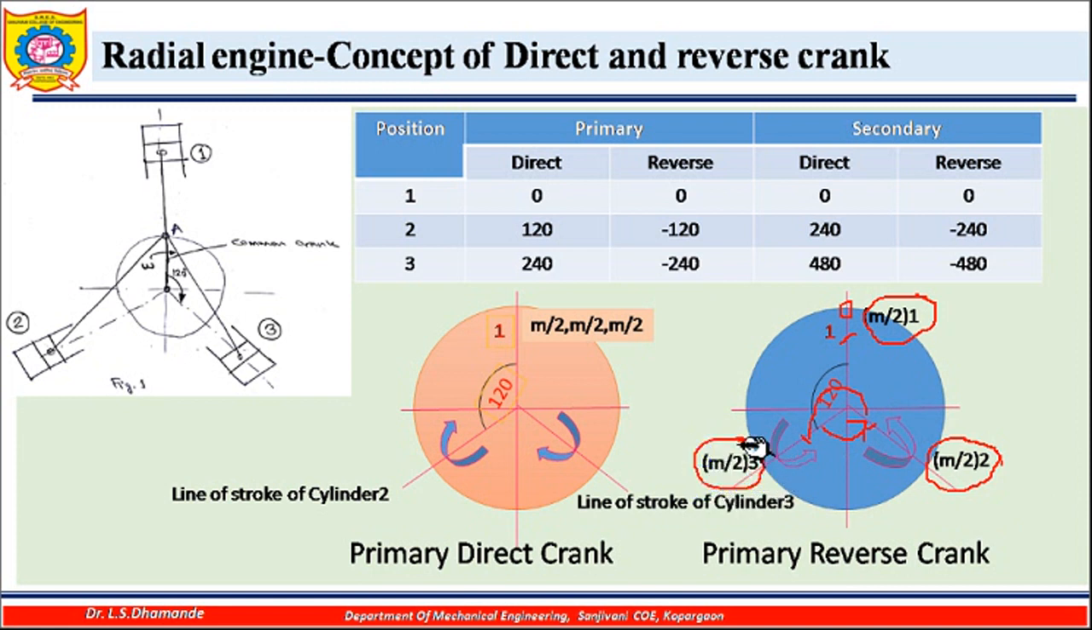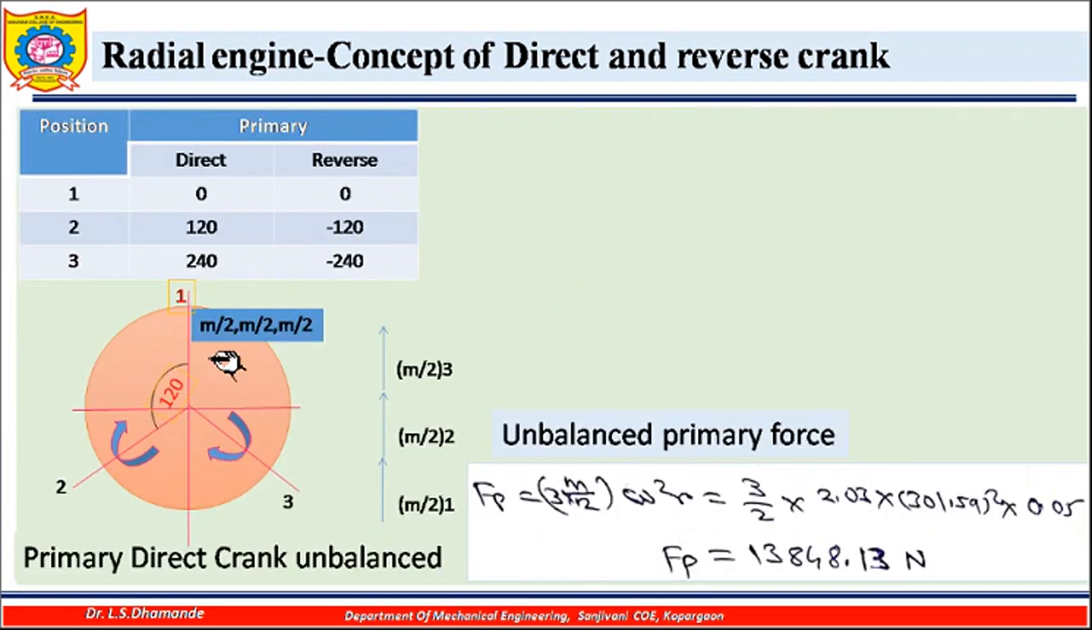Now with these you will find that the total mass, m by 2 of the three cranks, is coming on one side in this case, while in the other case it is coming at different positions. So I will try to plot the force diagram for this, and here I will find that.